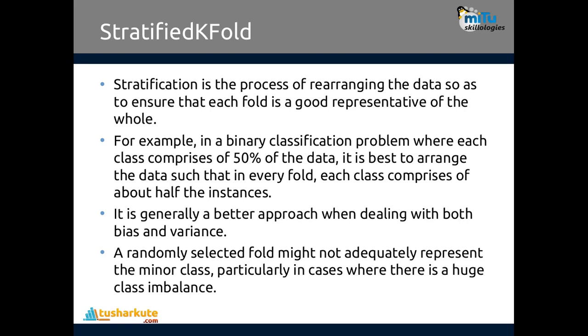Okay, this is generally a better approach when dealing with both bias and variance. A randomly selected fold might not adequately represent the minor class, particularly in cases where there is a huge class imbalance. Class imbalance means when the output variable has only two or three possibilities, every class should have the same number of entries in the data set. In the upcoming videos, I will show what an imbalanced data set means and how to work on it also. Before that, just focus on stratified k-fold.